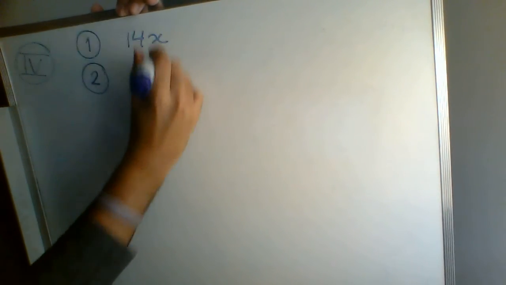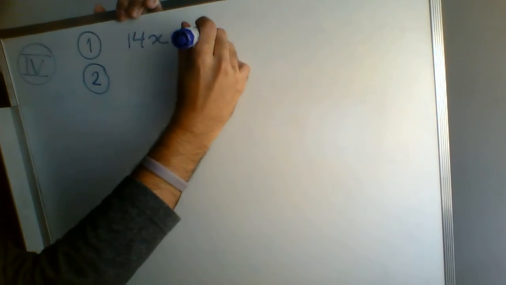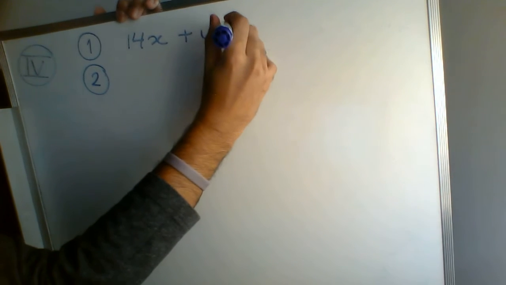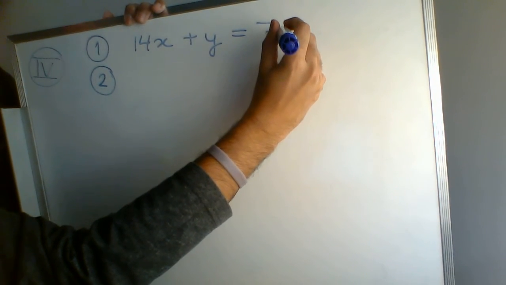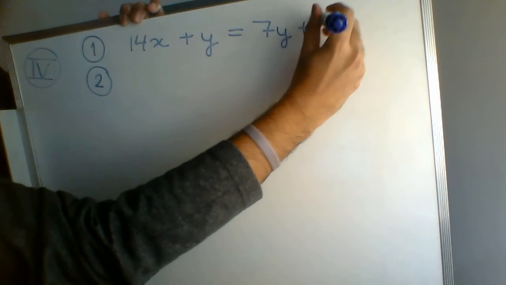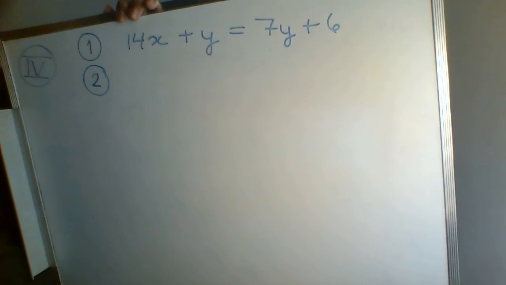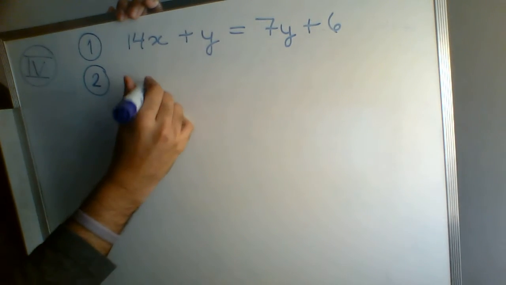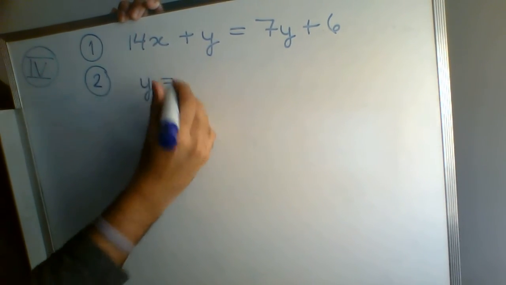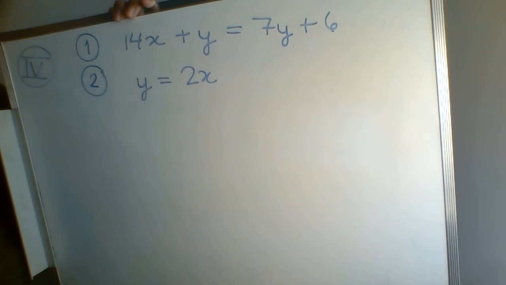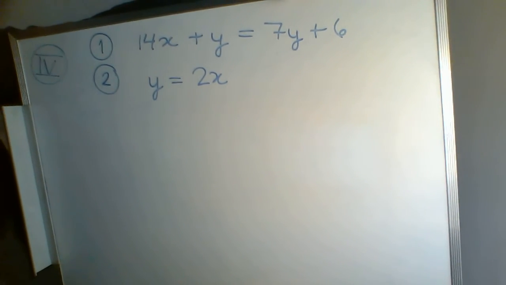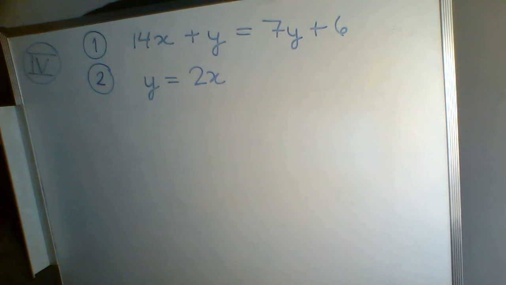Your first equation for this one is 14x plus y equals 7y plus 6. Alright, and then your second equation in this one, I just decided to keep things simple again. y is equal to 2x. No problems there.